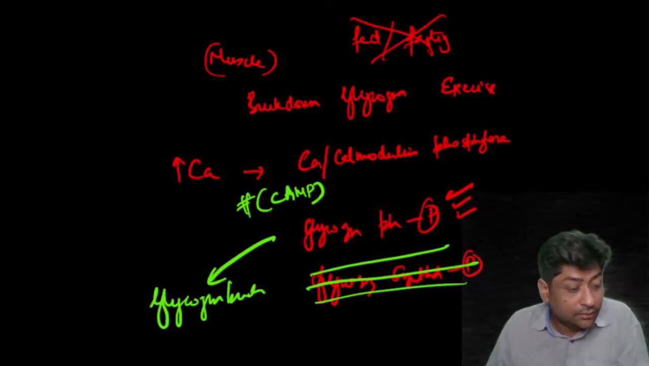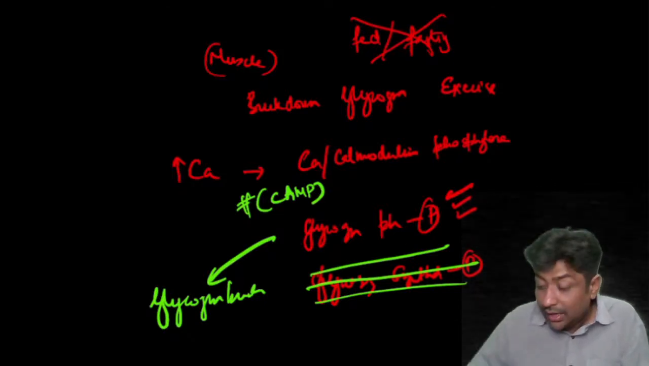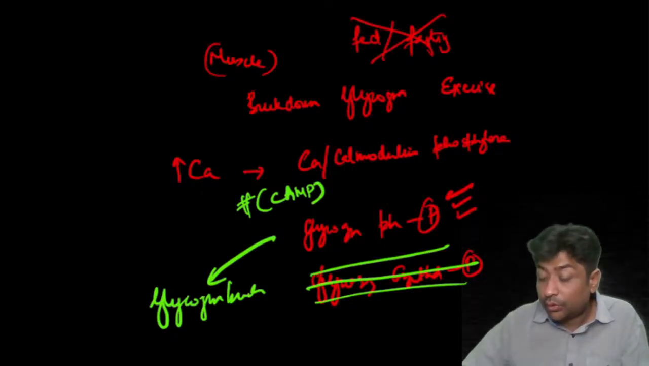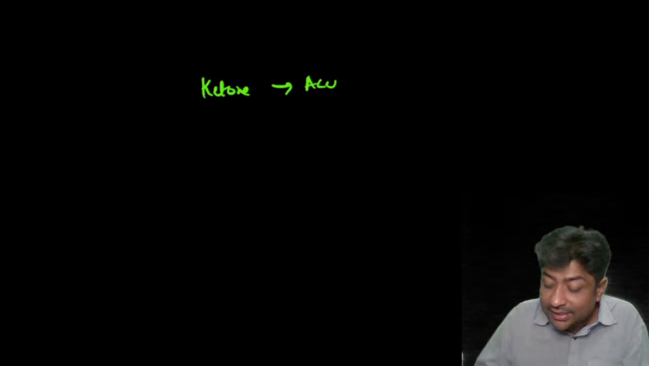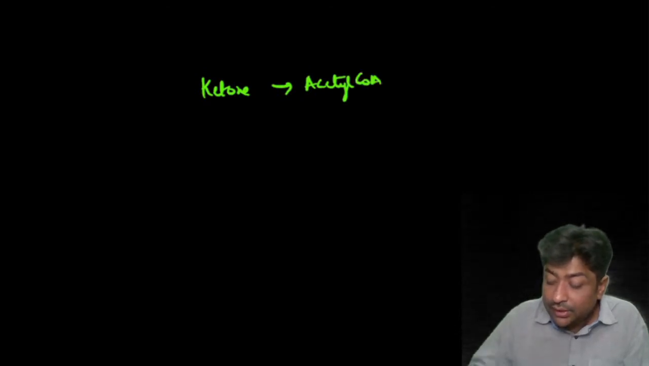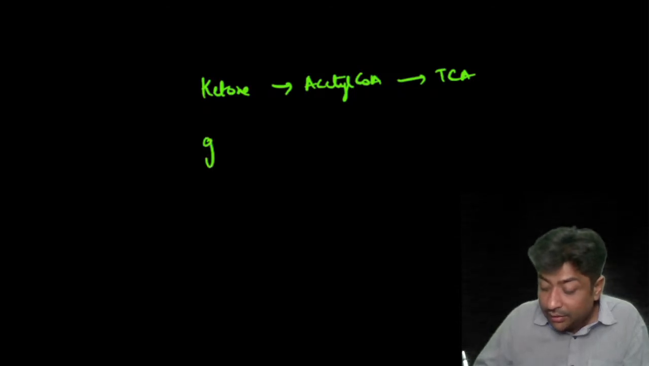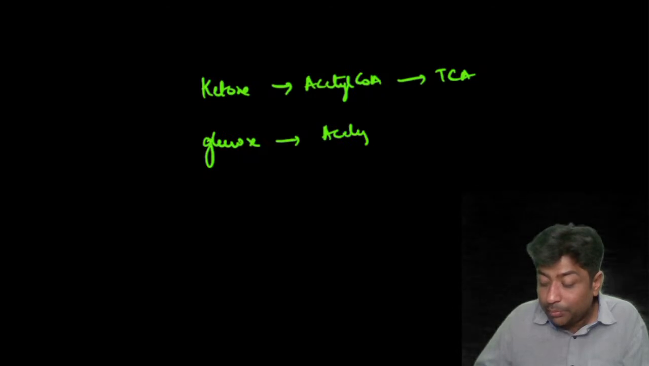Is it clear? Right. It's a very good question. Now look, I'll answer you in terms of, let's say, ketone bodies. Ketone bodies will also be forming acetyl CoA, and this acetyl CoA will go into the TCA cycle. And glucose will also be forming acetyl CoA through pyruvate, and again it will be going into the TCA cycle.